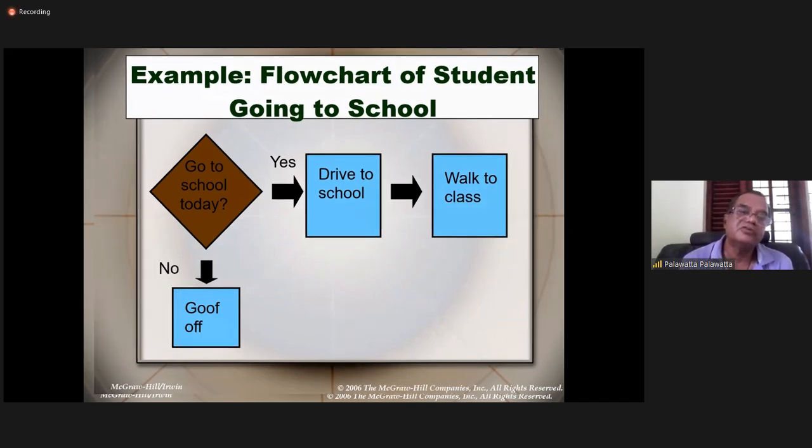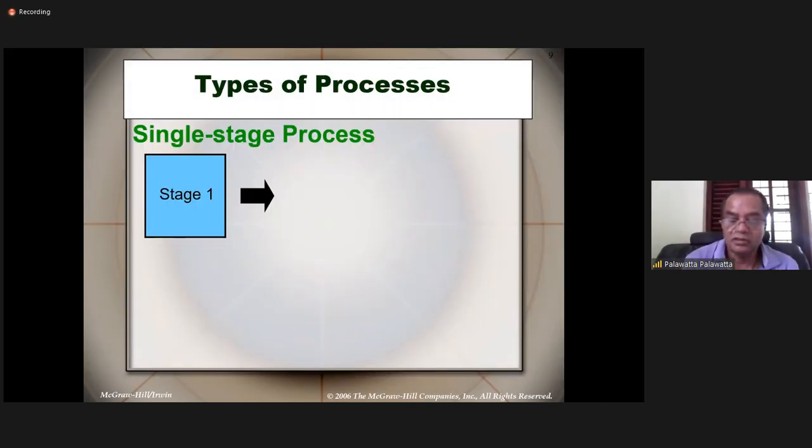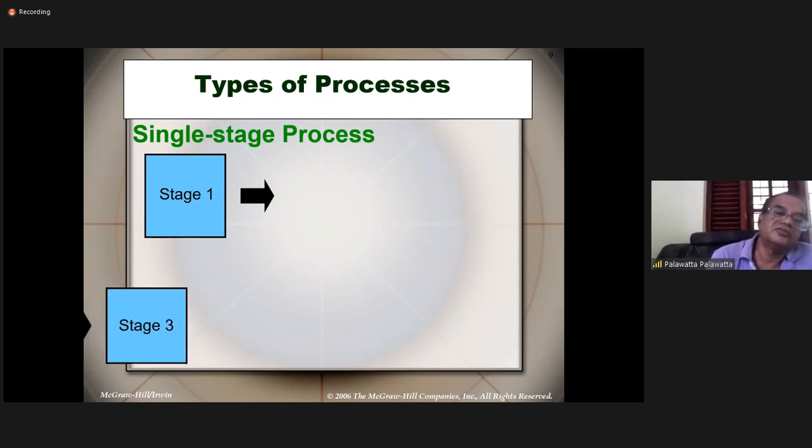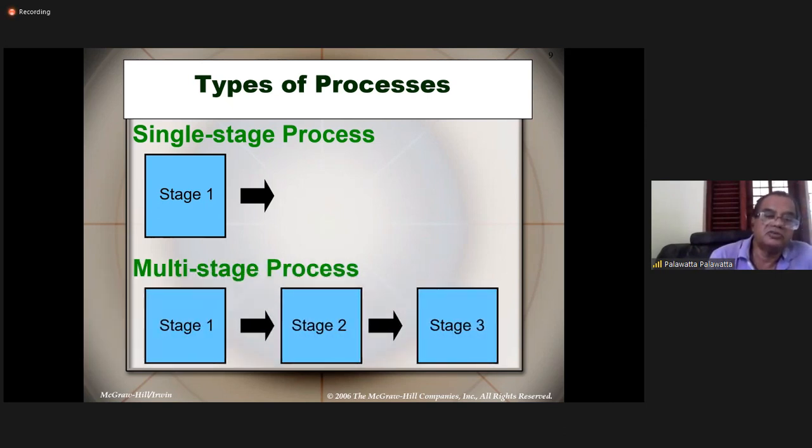And then types of processes, you have single stage processes. Single stage process means whole operation, total operation or total factory is one stage. And then multi-stage processes. So you have these stages sequentially arranged, 1, 2, 3. So you have the raw materials entering into stage 1, and then you get the final output from stage 3. So this is a sequential arrangement of multi-stage. We have 3 stages.